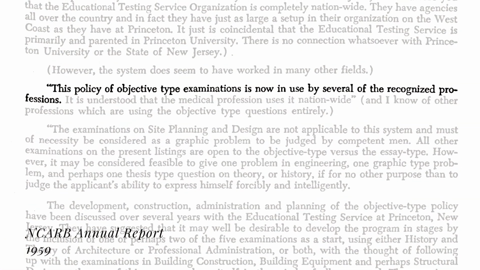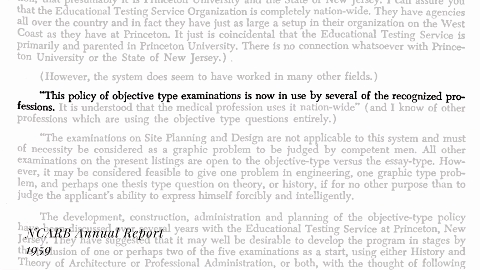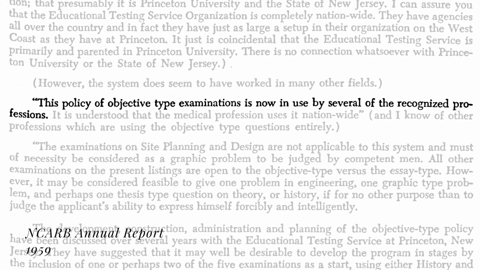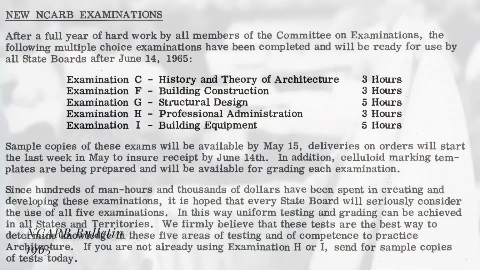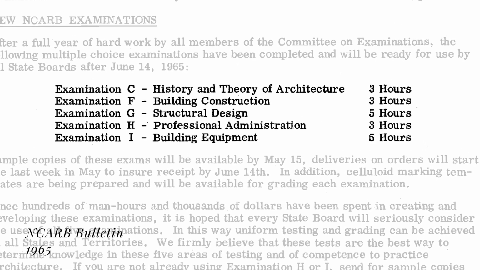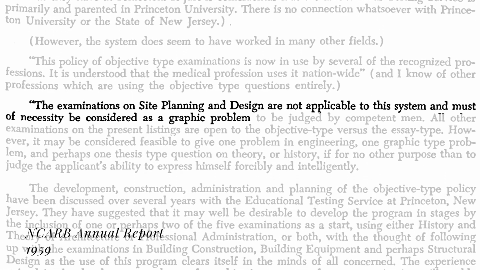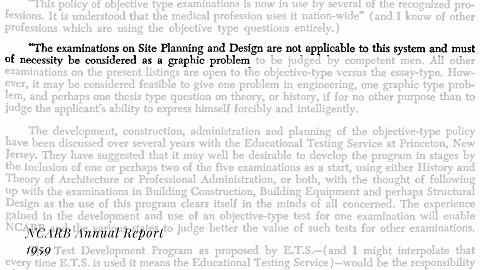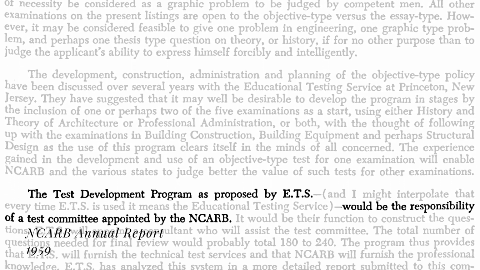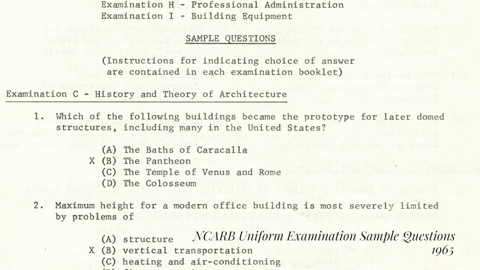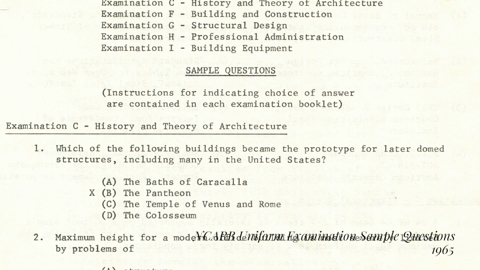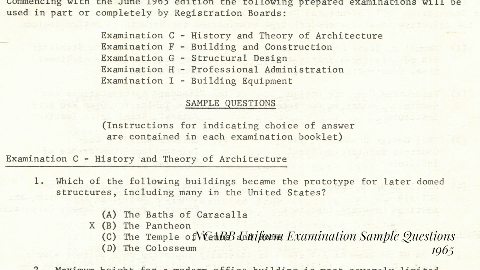Creating the exam was a massive undertaking that took the rest of the 1950s and into the early 60s. The exam had grown to include 7 divisions. 5 would become multiple choice, and 2 would continue to require graphic responses on paper. With the help of testing consultant Educational Testing Service, and dozens of volunteer architects, the exam launched nationally in 1965. The challenges related to the exam weren't over, however.